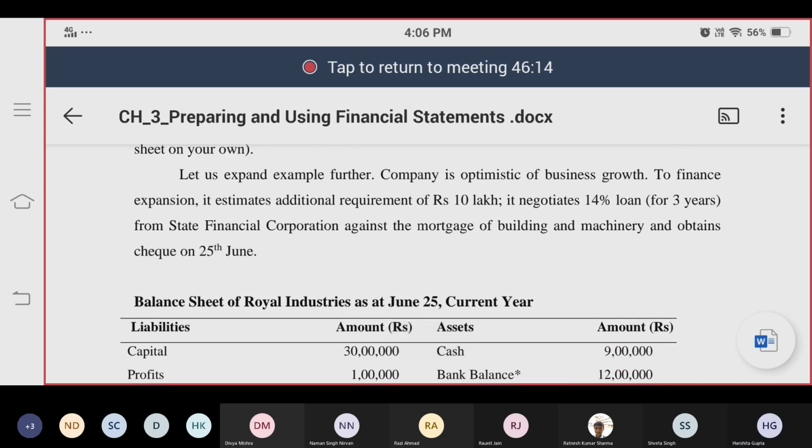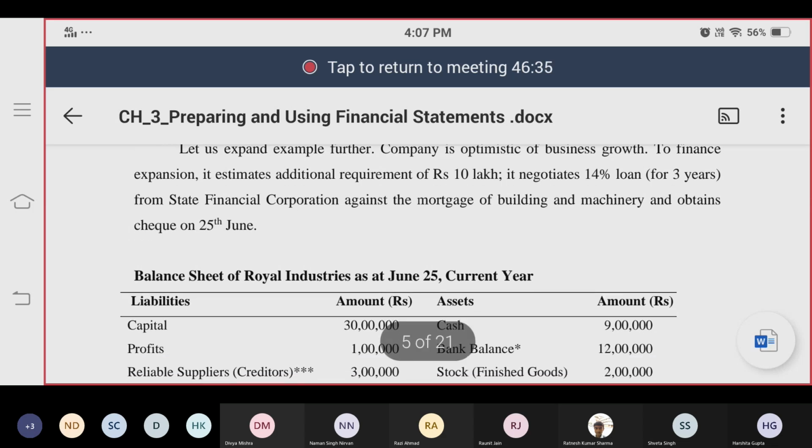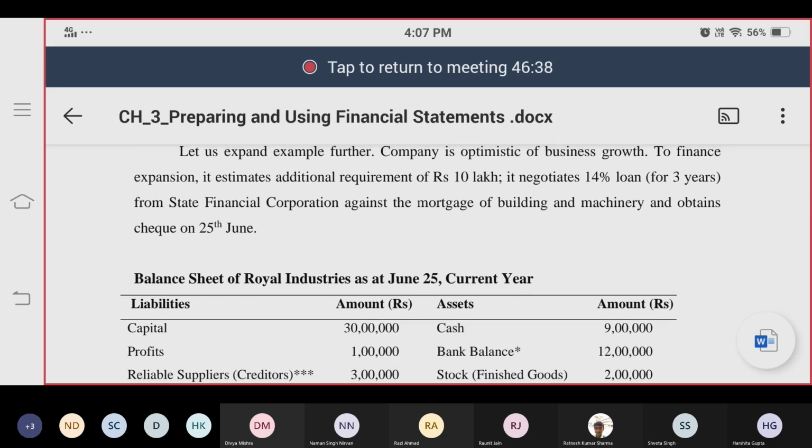So I said that the company wants to fund expansion and it estimates an additional requirement of 10 lakhs. And for this, it negotiates a 14% loan for 3 years from the State Financial Corporation against the mortgage of building and machinery and obtains a check on 25th June. So the company has done a lot of things in these 2-3 days. A, it has taken material on credit, and B, it has negotiated a loan for 3 years from SFC against the mortgage of building and machinery. Okay, so let us see the balance sheet now on June 25th.